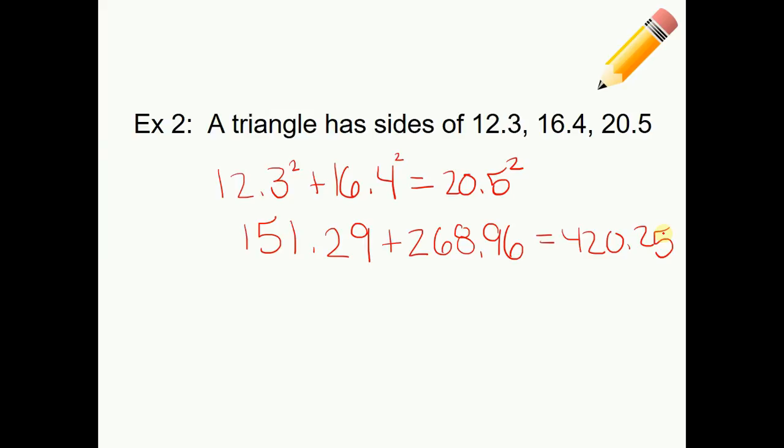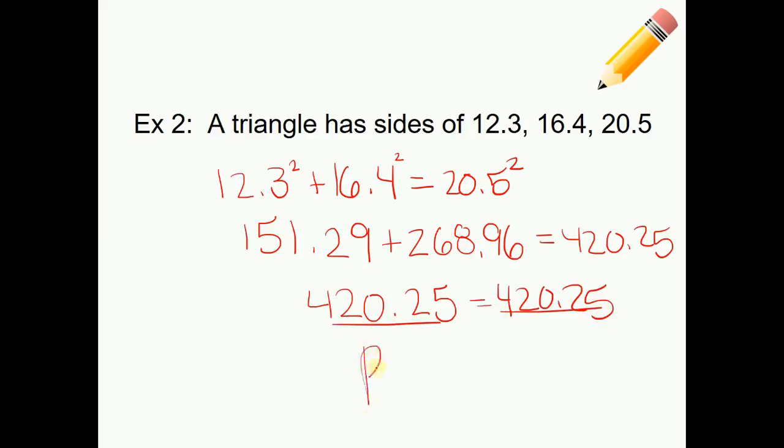Let's figure out what that left-hand side is when I add. That is 420.25. Ooh, look guys, they are equal, which means if they are equal, we have a right triangle.